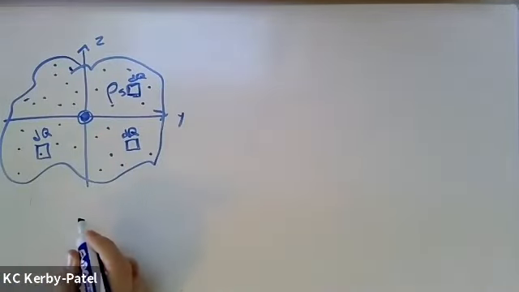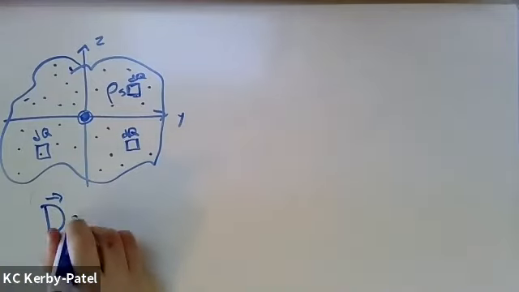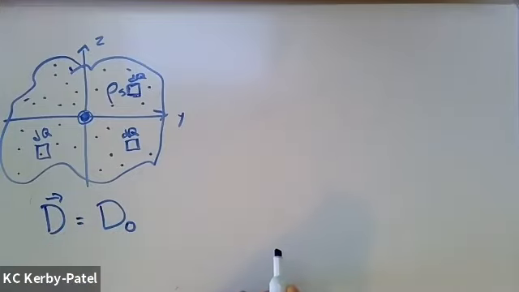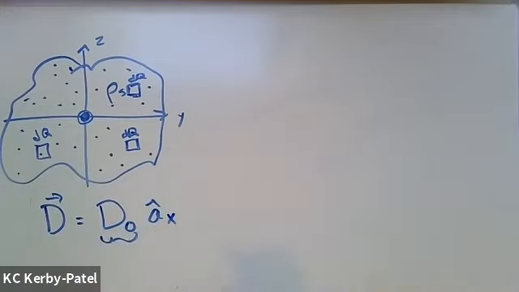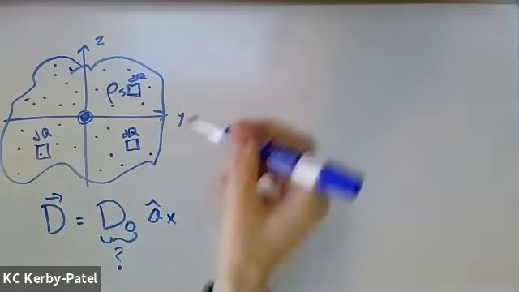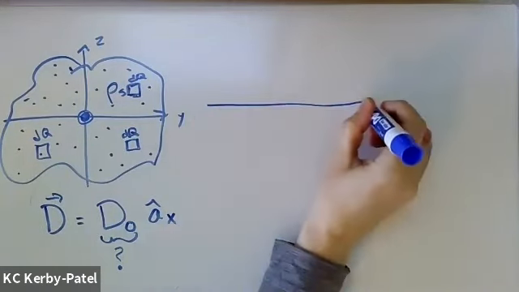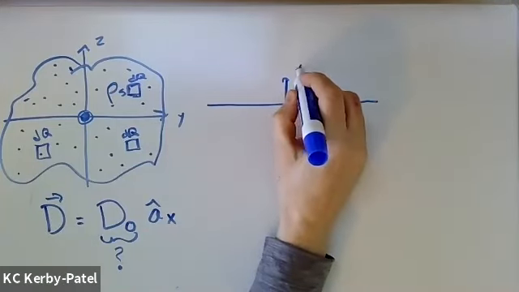All right, so what I'm going to write down is that I know my electric flux density is going to be some electric flux density magnitude times a hat x, but I don't know what the electric flux density magnitude is. How do I figure out what it is? Consider a side view of this thing. So here's my YZ plane, and x direction is up now.